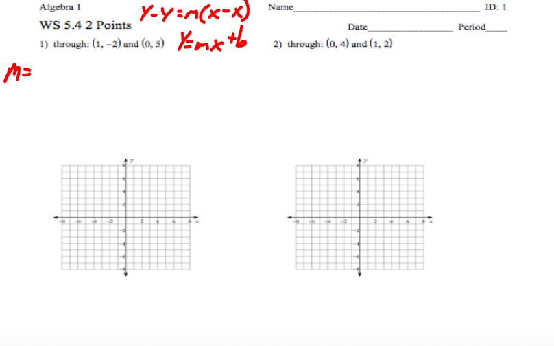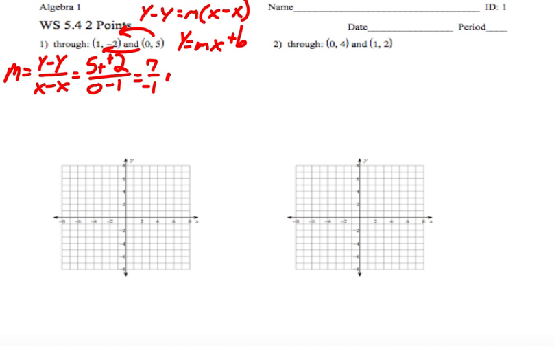So slope, or m, equals y minus y divided by x minus x. So here that could look like 5 minus negative 2 divided by 0 minus 1. So we get, chop chop, 7 over negative 1. Slope, or m, equals negative 7.